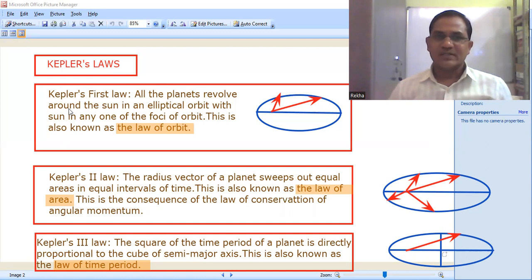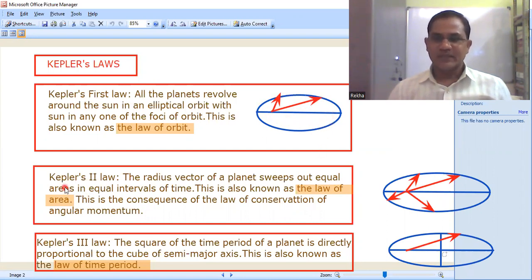The first law states that all the planets revolve around the sun in an elliptical orbit. We know that an ellipse has two foci. In any one of the foci, the sun exists. You can see this is the ellipse, this is the sun, and this is the planet. The line joining sun and planet is called the radius vector. The planet moves around the sun in the elliptical orbit. This first law is also known as the law of orbit.